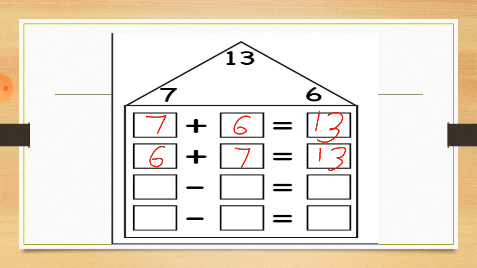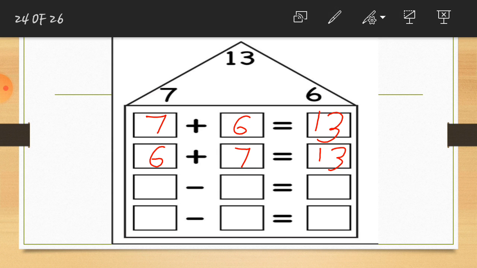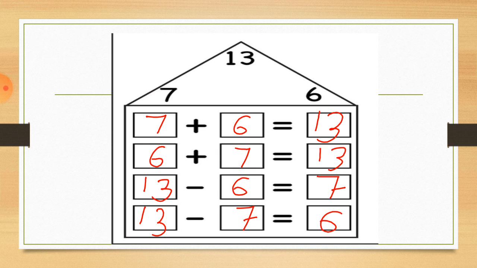So students, now I write 13 first. Here is the 13 and minus 6 from it. So we get the answer 7, and then I take 13 and this number 7 first. So we get the answer 6. So this way we have to complete the family number, students.